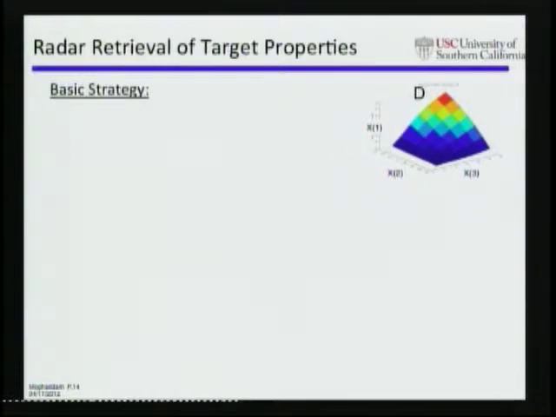Clearly we don't have tens of measurements. We only have a handful of measurements, and from all these measurements, we have to retrieve the information about the ground. So we have to come up with a new strategy to retrieve these unknowns. What do we do?